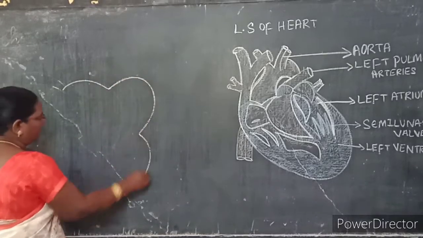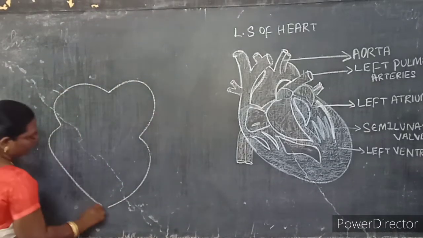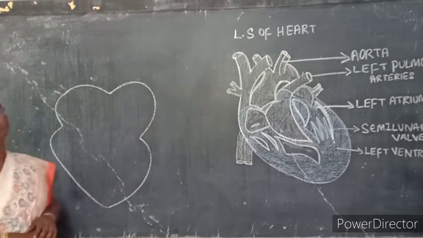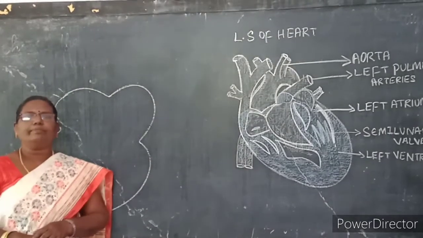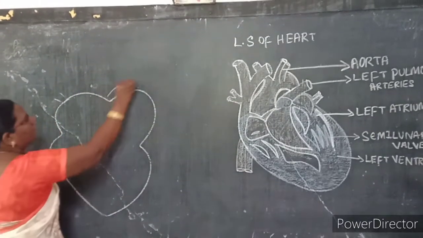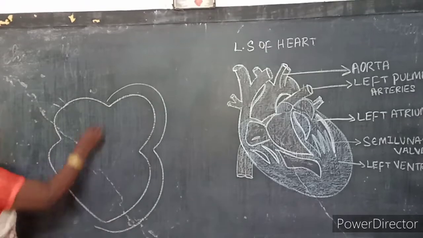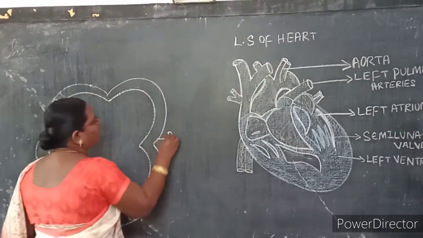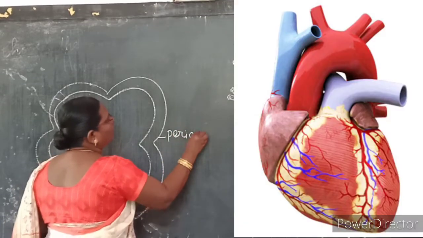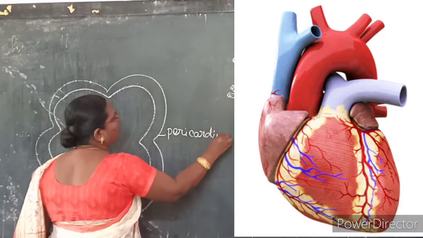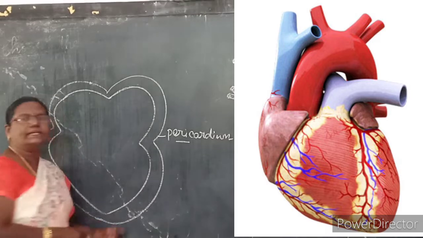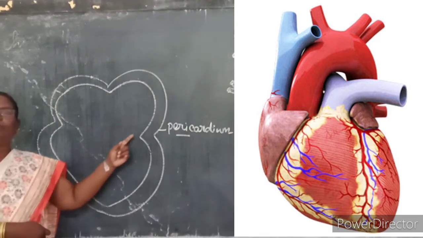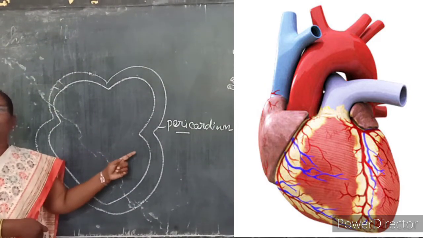It's a rough diagram only. Where is the heart located? The heart is located in the thoracic cavity, and the heart is covered by a double-walled membrane. The covering of the heart is known as what? Pericardium. Say it now, pericardium.